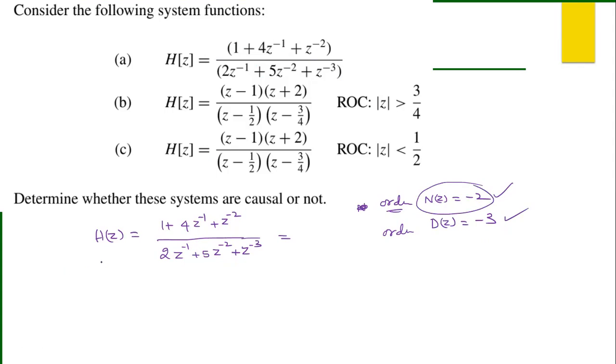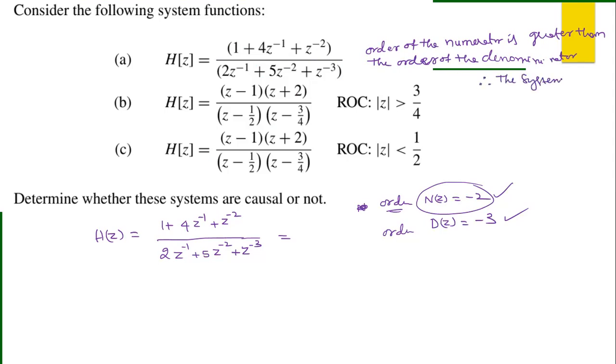That means the order of the numerator is greater than the order of the denominator. Therefore, the system is non-causal. If they are not given the ROC, then simply you can say from the order. If they give the ROC, what do we need to do?